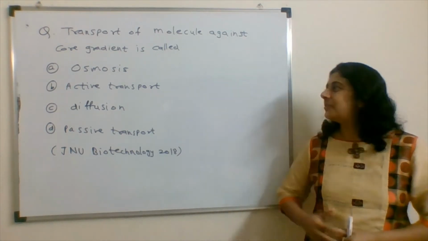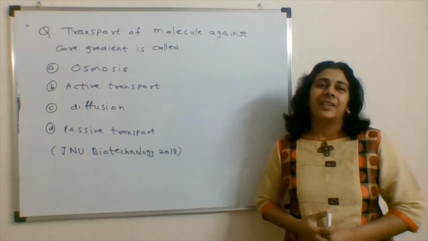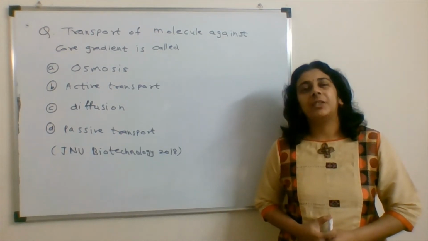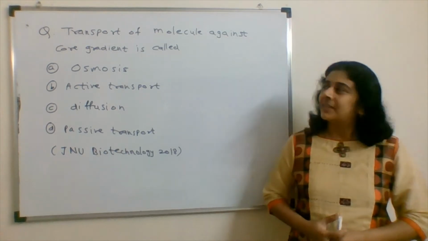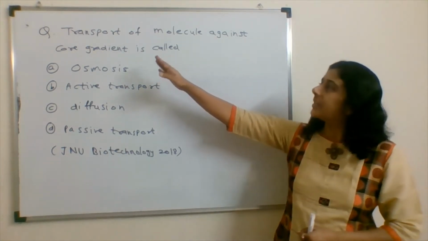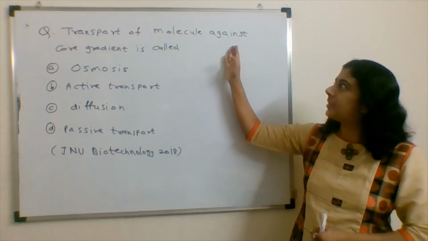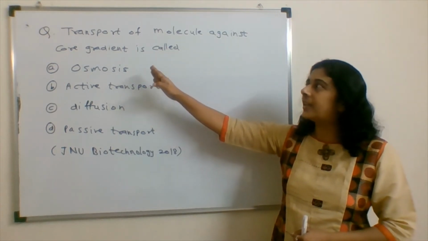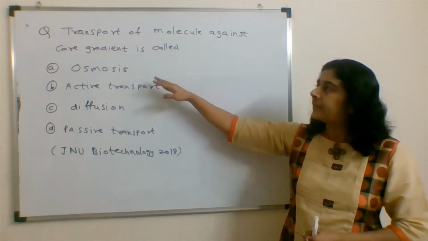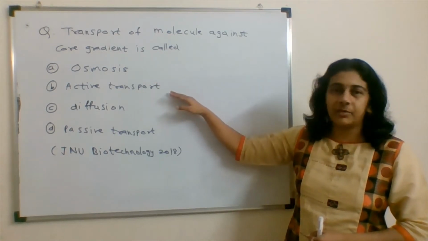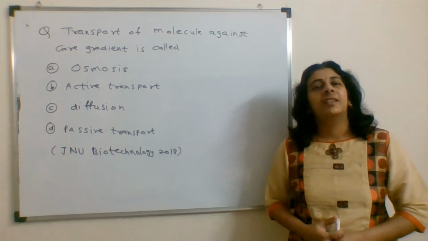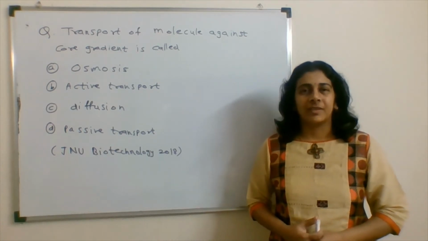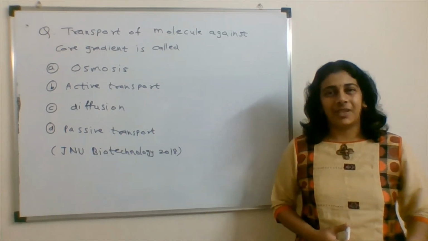Let's have a question for today's video. The question is from JNU Biotechnology Entrance 2018. The question is: transport of molecule against concentration gradient is called osmosis, active transport, diffusion or passive diffusion. These four are the options. So let's solve this question today.